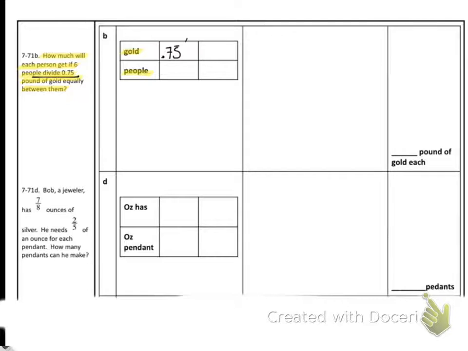0.75 as a fraction is going to be 3/4. We're going to deal with the fraction version of it. And people is going to be 6. We want to figure out each person. Because we want to figure out each person, that means one person. Again, this is simply a fraction. 3/4 divided by 6. We're going to set that up. 3/4 divided by 6, and 6 has to be 6 over 1 to make it a fraction.